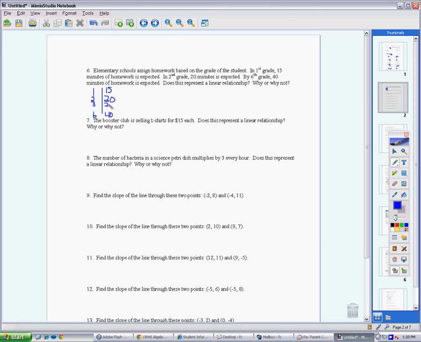3rd grade might be 25. 4th grade might be 30, and 5th grade should be 35. Okay, so then I can tell these go up by grade levels. These are going up at a constant rate of 1 grade per year. And this is going up 5 minutes, 5 minutes, 5 minutes, 5 minutes. So the number of minutes per year is going up by 5. So yes, it has a constant rate of change.